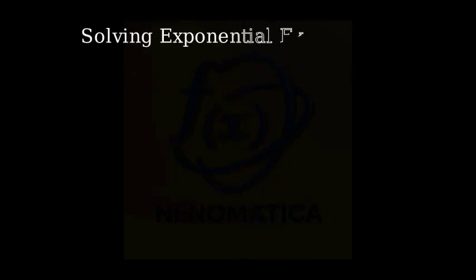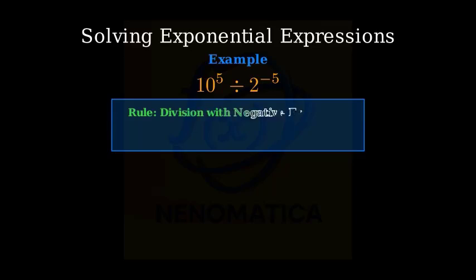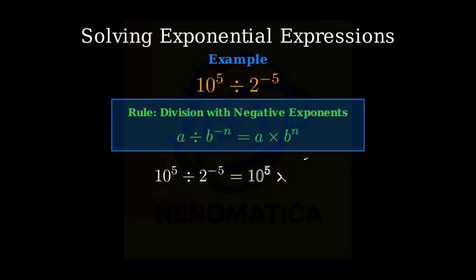In this video, we'll solve two exponential expressions from the given examples. Let's look at our first example. First, let's recall the rule for dividing by a negative exponent. When we divide by a number with a negative exponent, it's equivalent to multiplying by the same number with the positive exponent.